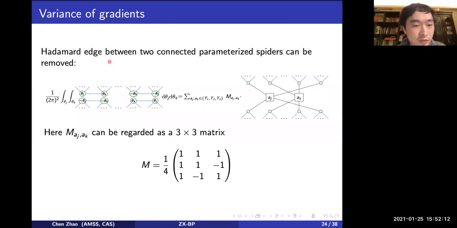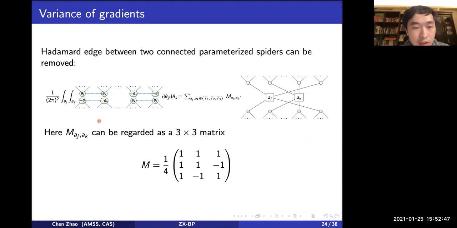For example, if we consider two parameters, theta j and theta k. If theta j and theta k are connected with a Hadamard edge, then after integration, this Hadamard edge can be removed up to a coefficient M_{a_j a_k}, and M_{a_j a_k} can be regarded as a 3x3 matrix.